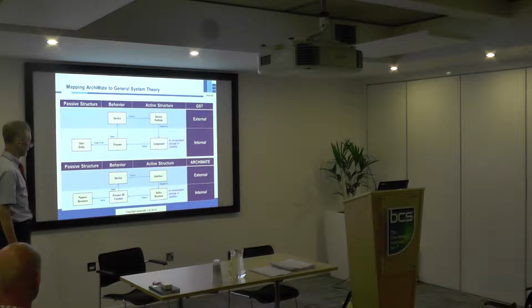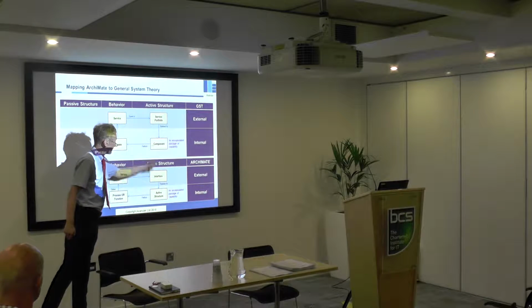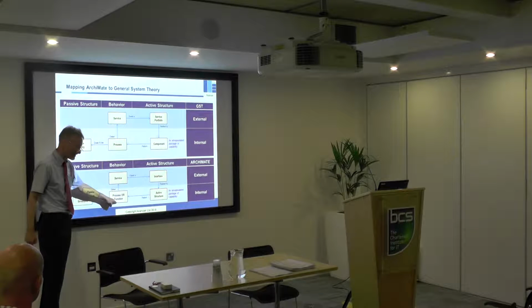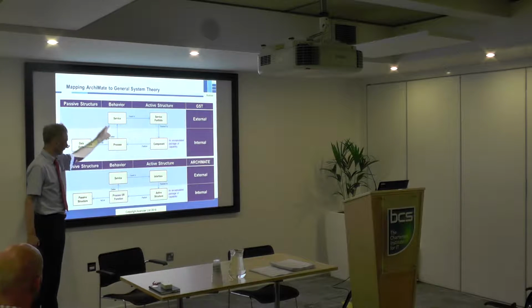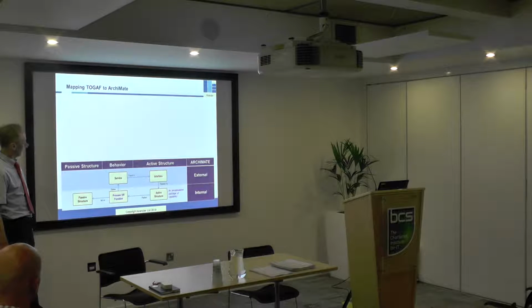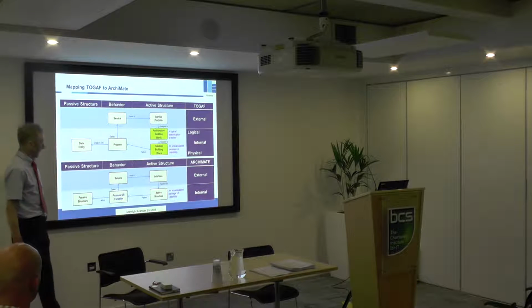...have in ArchiMate. Component is active structure, service portfolio, interface, process, processor, or function. Function is the wrong place here. And data entry passive structure. Okay, here's ArchiMate. How does TOGAF map to it?